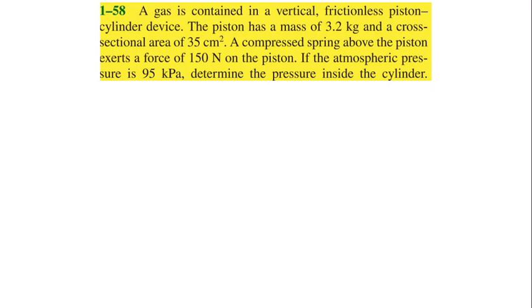Problem 158. A gas is contained in a vertical frictionless piston cylinder device. The piston has a mass of 3.2 kg and a cross-sectional area of 35 cm squared. A compressed spring above the piston exerts a force of 150 Newton on the piston. If the atmospheric pressure is 95 kPa, determine the pressure inside the cylinder.